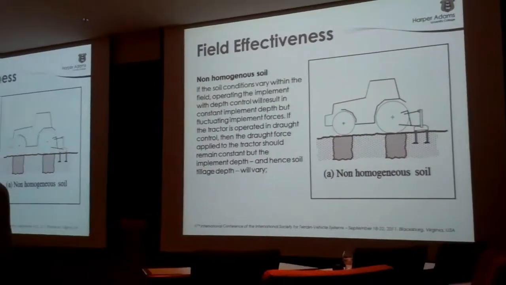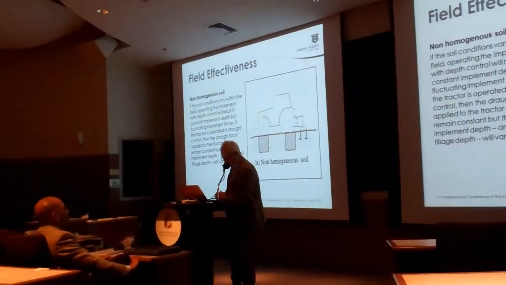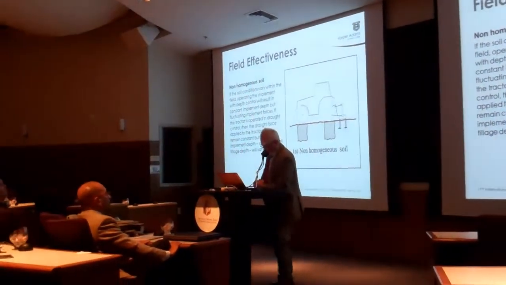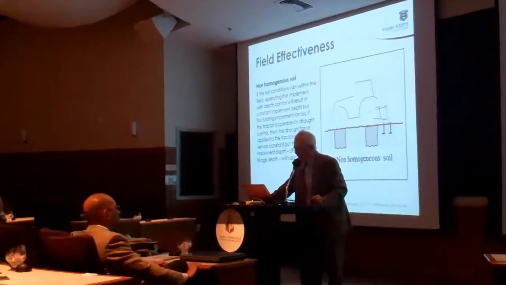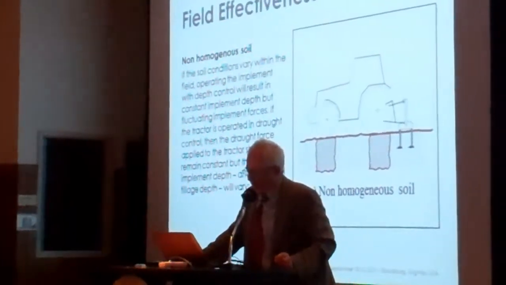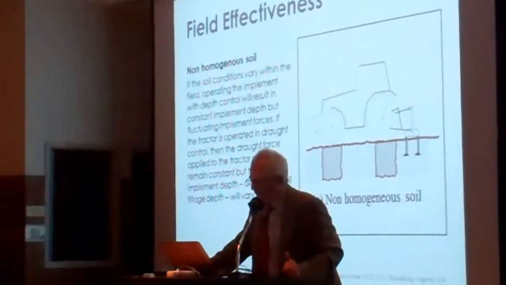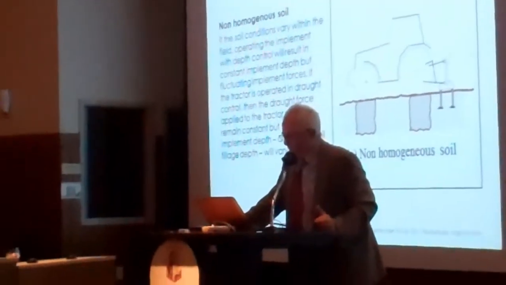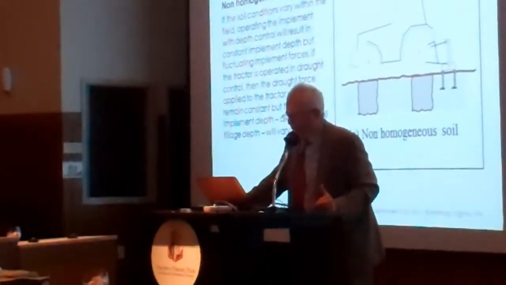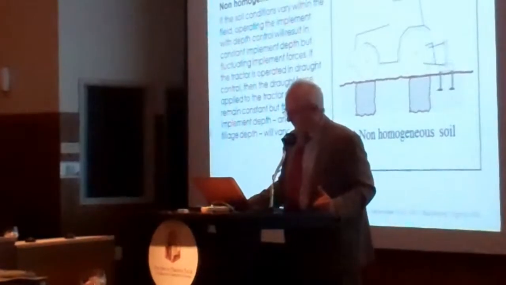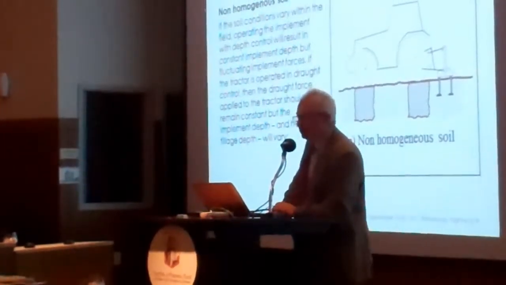If the soil conditions vary within the field, operating the implement with depth control will result in constant depth. But the fluctuating implement forces, if the tractor is operated in draft control, then the draft force applied to the tractor should remain constant. But the implement depth, and hence the soil tillage depth, will vary. I think effectively saying if you're in position control, we should maintain constant depth.